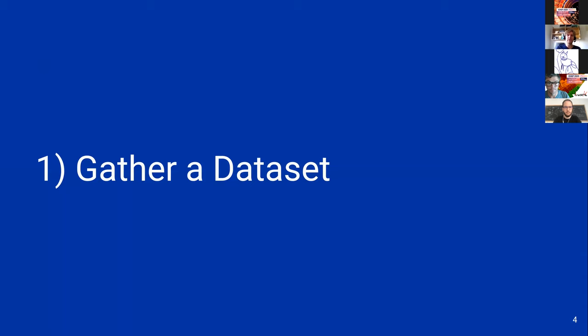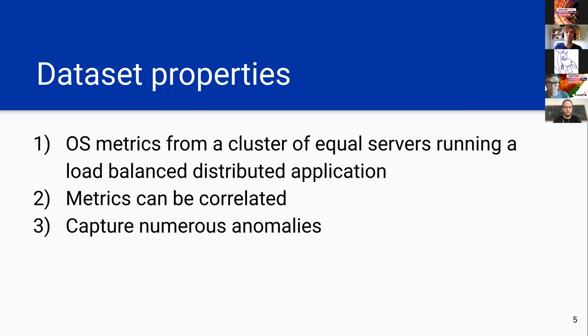So first, about gathering the data set, and what the data set had to have. It was supposed to consist of OS metrics from a cluster of hopefully equal servers, so there won't be any problems that we don't know about. All the servers should be running some load balanced application, so that all the servers should behave more or less the same. The metrics in the data set were supposed to be easily correlated, so we can detect more advanced anomalies, and then obviously to capture some anomalies for us to detect.